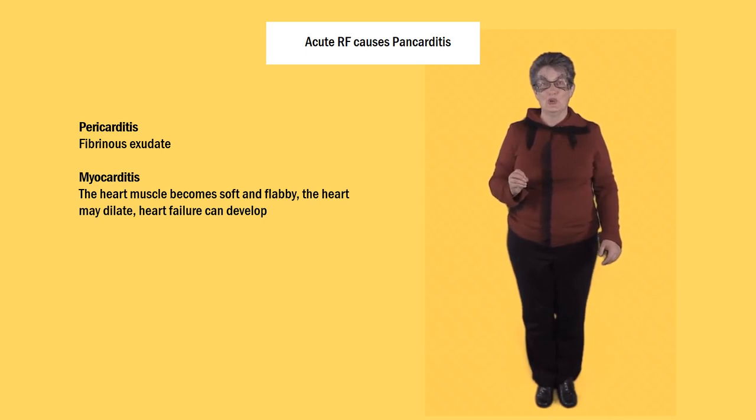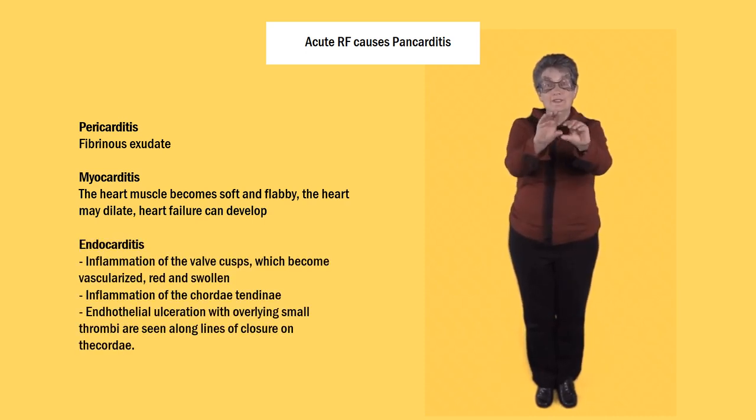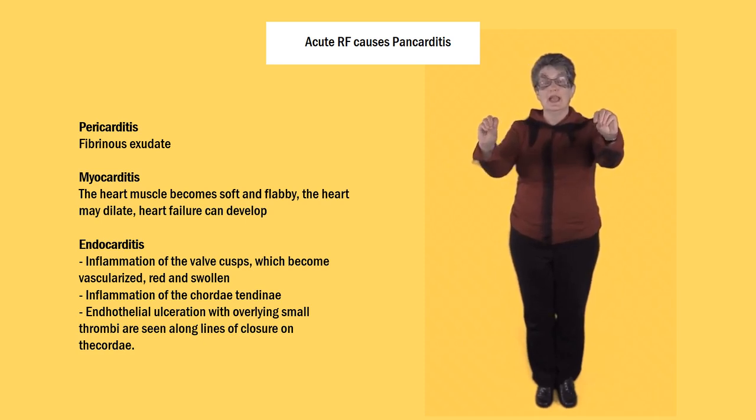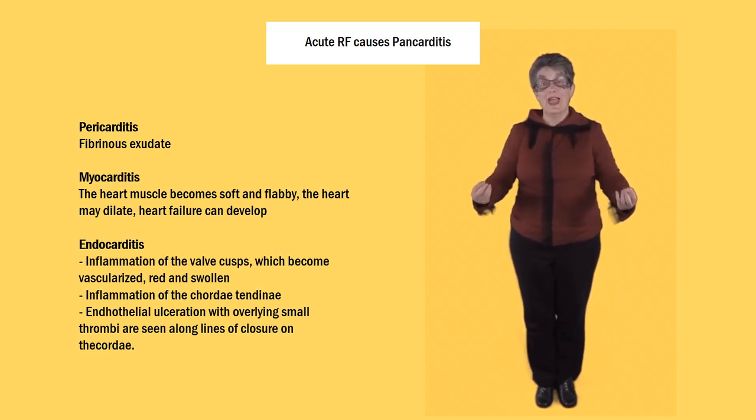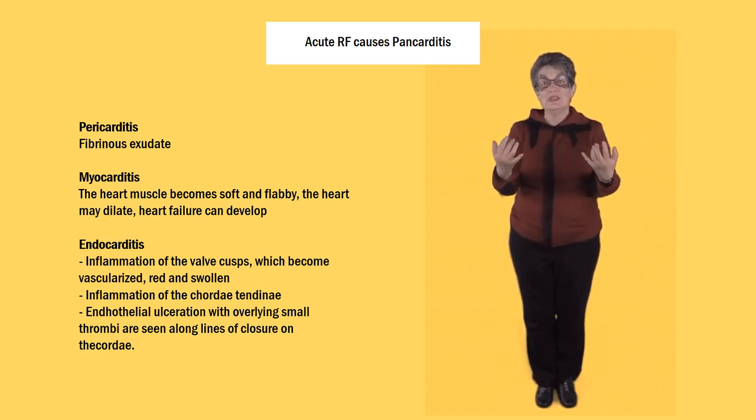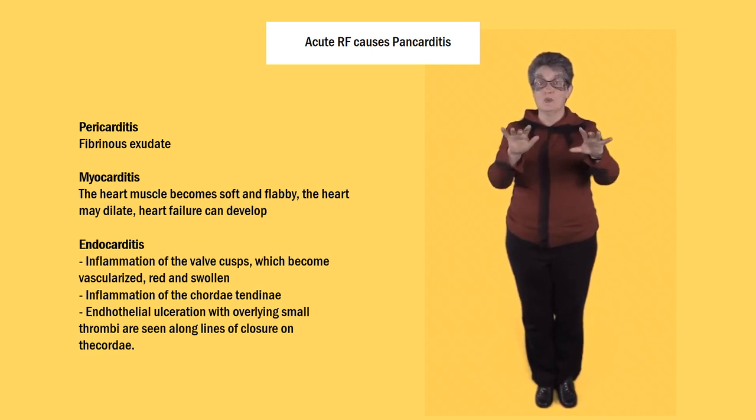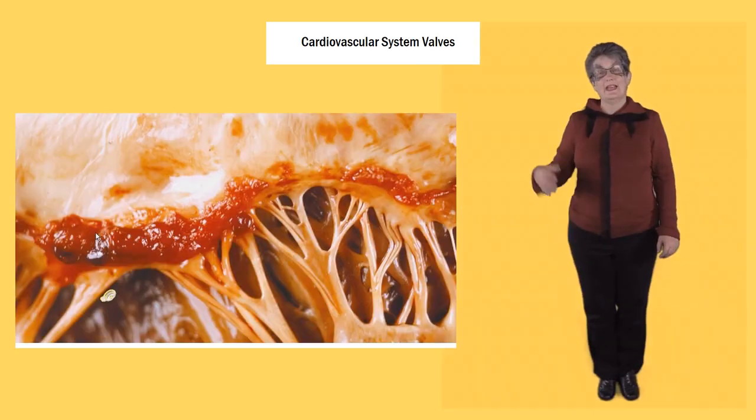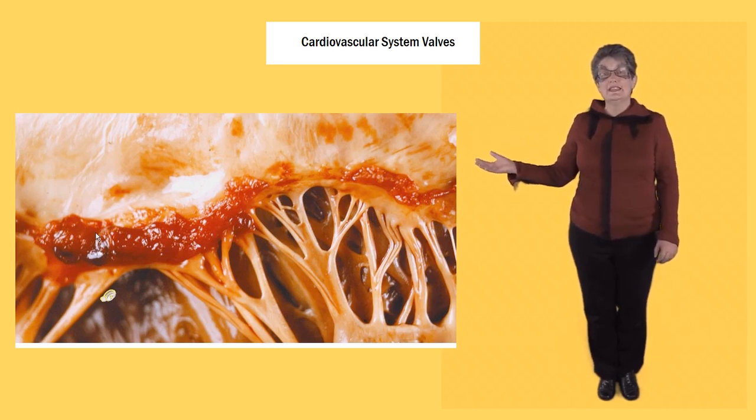A lot of the action, though, is in the endocardium. Inflammation of the valve cusps means they become vascularized, red and swollen. Inflammation of the chordae tendineae means they're also inflamed and red. Then, along the edge of the valve, you can get endothelial ulceration and small thrombi form, particularly along the lines of closure. In this illustration, you can see these little thrombi forming on the edge of the valve. We call these thrombi vegetations.